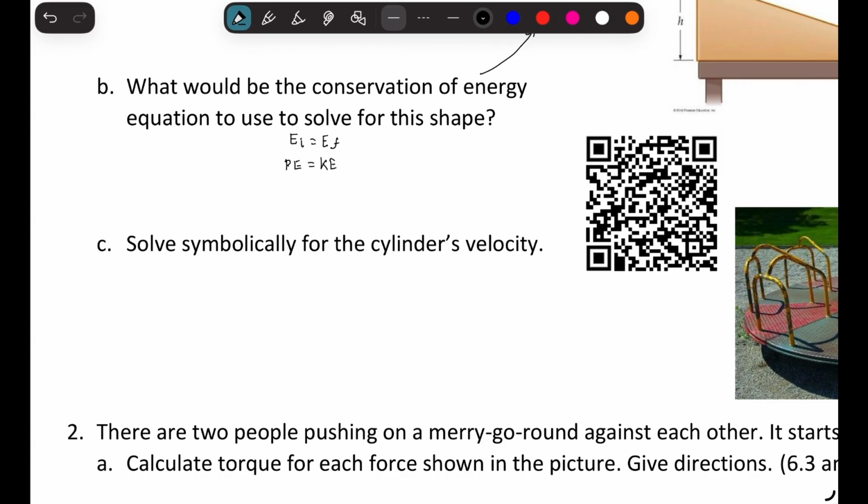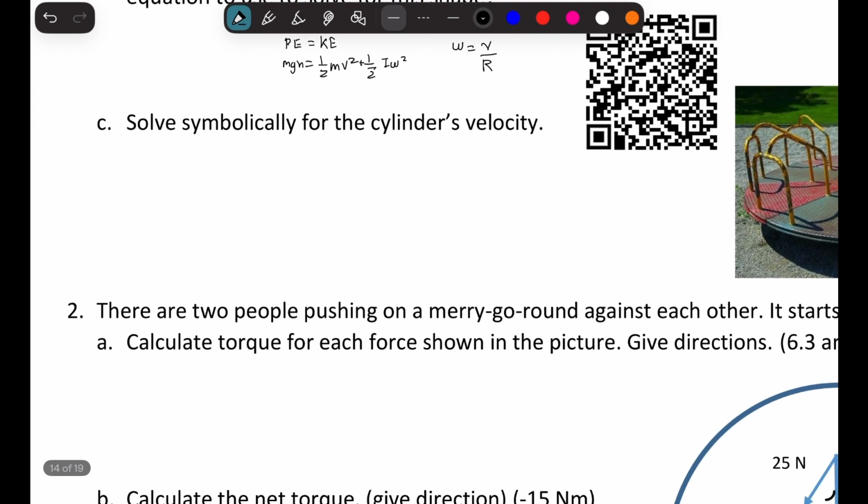So that's mgh, which we had up there, equals 1/2 mv squared plus 1/2 the moment of inertia omega squared. Because it rolls without slipping, there's a condition for rolling without slipping, and it's this: omega, your angular velocity, is equal to your translational velocity divided by r. Now we want to solve symbolically for the cylinder's velocity.